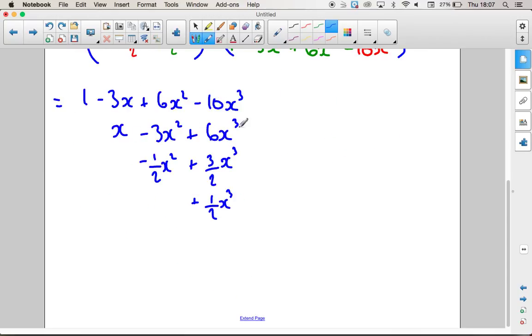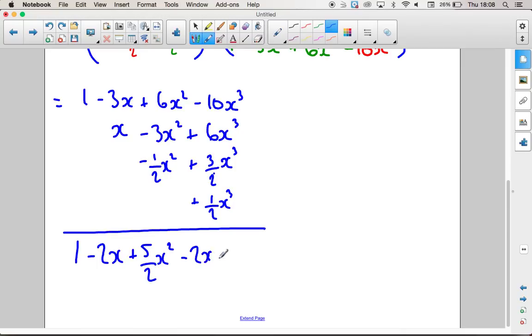Notice how I've written this out, so all the constants line up, the x's line up, the x squareds line up, and the x cubes line up, so that we can just column add these. So that will give me 1 minus 2x. What am I going to have here? I'm going to have 3, take away a half, so that's 2.5, which is 5 over 2, x squared, and I've got minus 10 plus 6, so that's minus 4, and I'm adding on 4 halves in total, so that's adding on 2, so that's going to be minus 2x cubed.